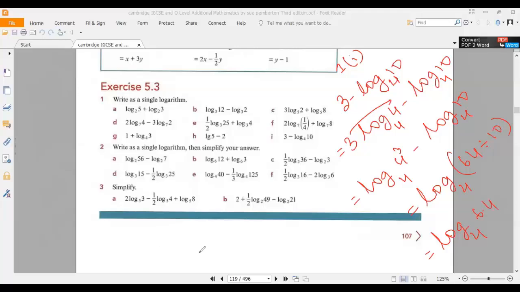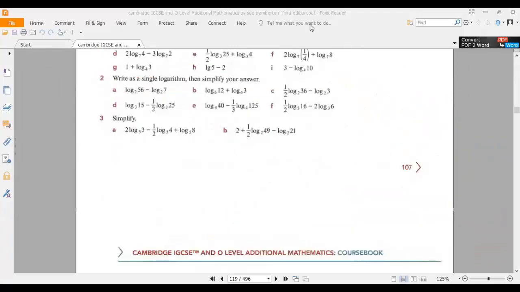There is a simple idea. If you divide any number by 10, you just put a point one digit from the last. 6.4 will be the answer. That is a very simple way of converting any fraction into a decimal. First, convert the denominator to 10 or 100 or 1000, then count the zeros and put the point. Simple. Number 2 says, write as a single logarithm, then simplify your answer.